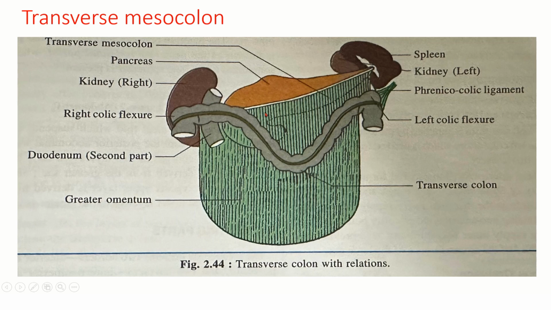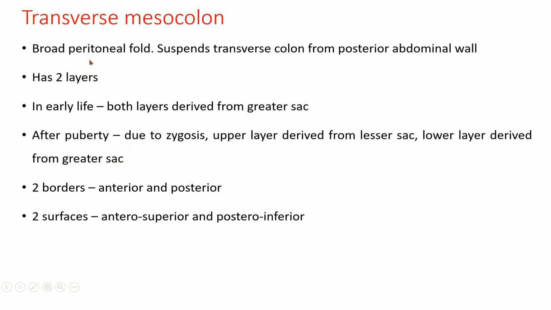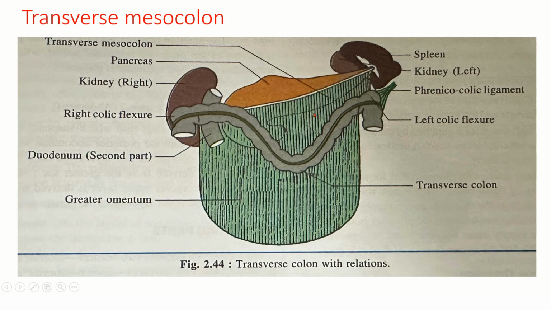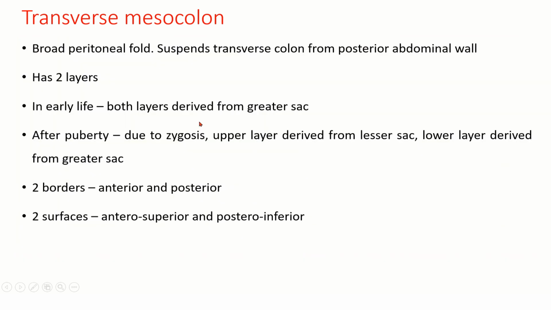Now we'll go with the transverse mesocolon. Here you can see this is the transverse mesocolon. It's a broad peritoneal fold, which suspends the transverse colon from the posterior abdominal wall. You can see here clearly this is the transverse colon, which is suspended by the transverse mesocolon. It has two layers. In early life, both layers are derived from the greater sac, but after puberty due to zygosis, the upper layer is derived from the lesser sac and the lower layer from the greater sac. It has two borders, anterior and posterior, and two surfaces, anterior superior and posterior inferior.